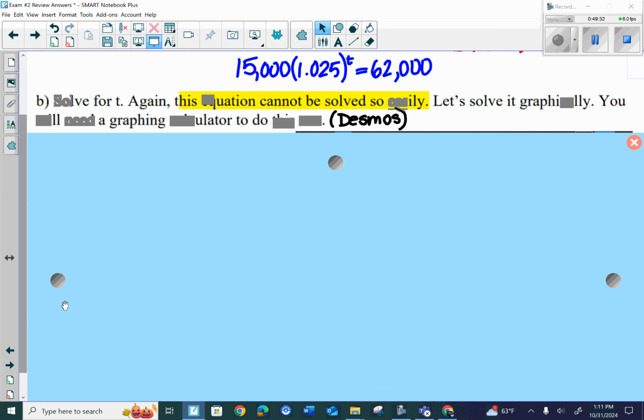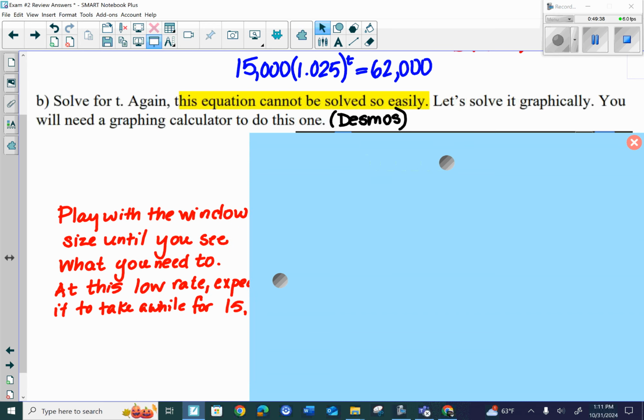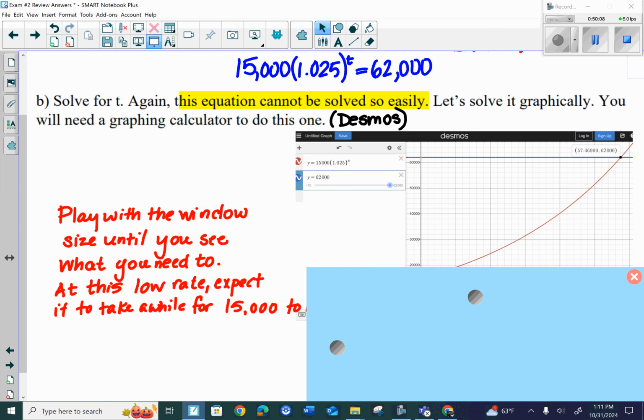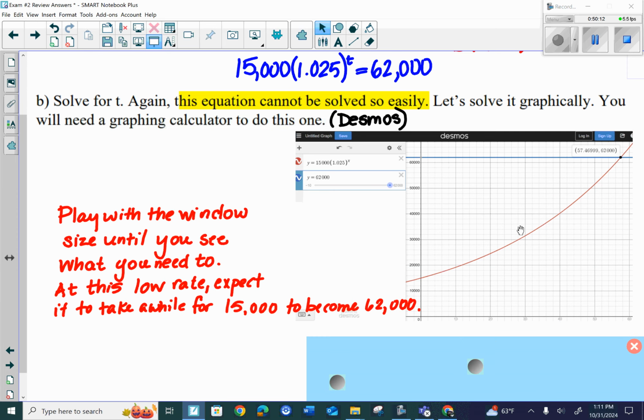It's really nice. But you will need to graph this, and you will need to play with the window size until you can see what you need to. But understand that since the rate is so low at 2.5%, it's going to take a while for 15,000 to be 62,000. So you'll need a lot of years on the x-axis. So just be ready for that. Well, I graphed it and I trimmed it here. I put in 15,000 times 1.025 to the x, and I put in 62,000, and I had to play with the windows so I could see everything. I stretched things out until those graphs matched, and I've got a year of 57 years. So if you wanted 15,000 to be equal to 62,000, it would take 57 years under those conditions at 2.5%.